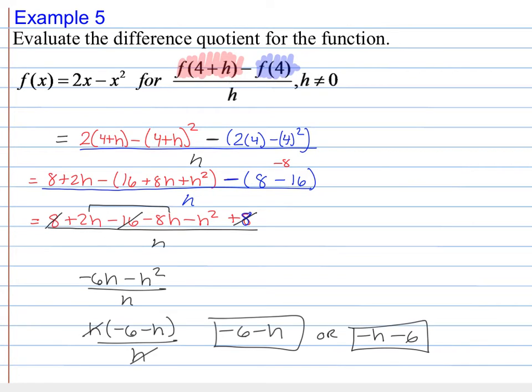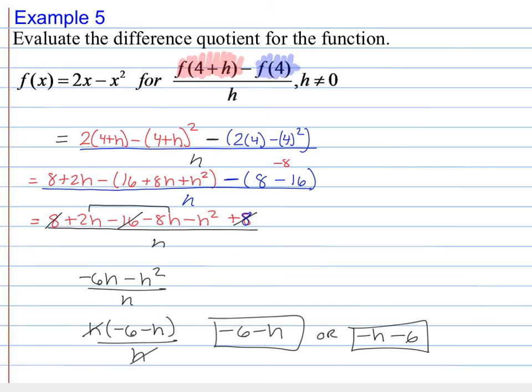for my new x. So now I have 2 times 4 plus h minus 4 plus h squared because of that part right there. The minus is part of the formula. It's the difference part. And now f of 4 is going to be 2 times 4 minus 4 squared. Remember, it is very important you put parentheses there because you will be distributing this negative to everything that's inside if it's a binomial. If it's a monomial, then it'll be an easy multiplication.